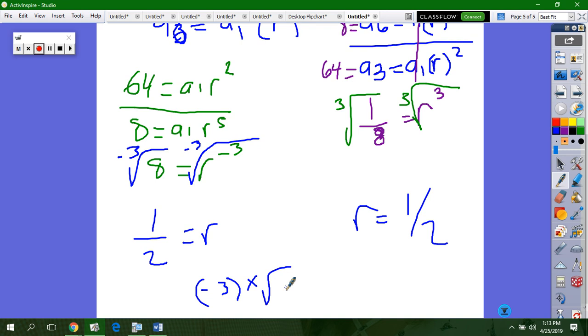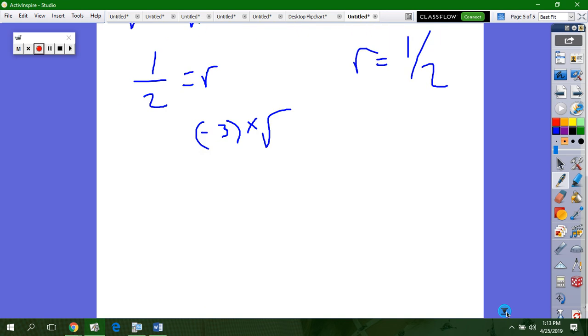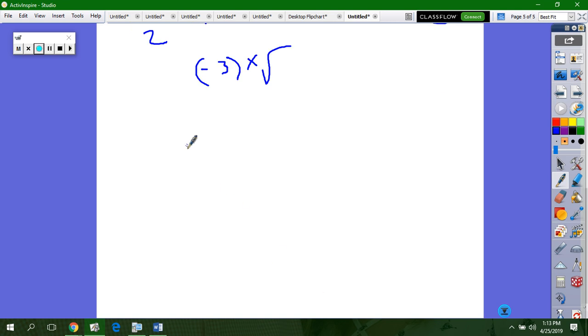Now, is that my equation? Is r 1/2 my equation? What else do I need to know? I need to know a sub 1, don't I? Well, I go back into one of my equations. Do you guys care if it's a sub 3 or if we use a sub 6? Do you guys care? Say no, because it doesn't matter. No, Mr. Roberts, let's use a sub 3.